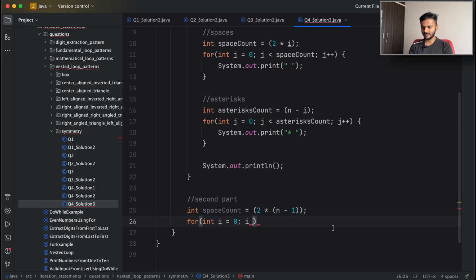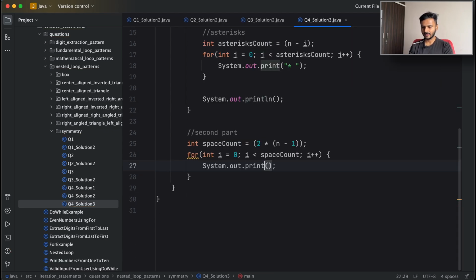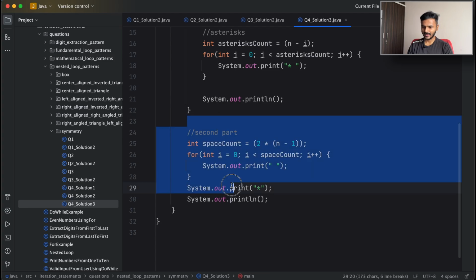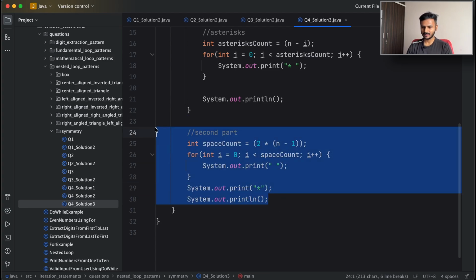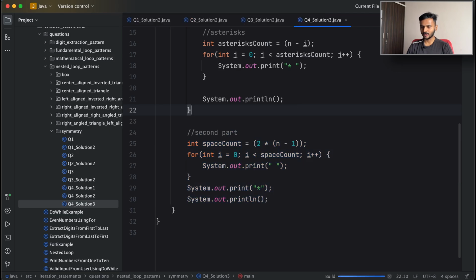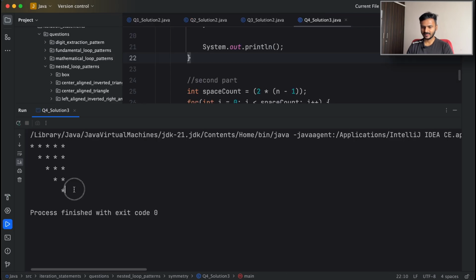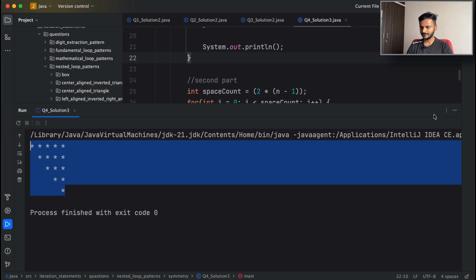So we'll say int i = 0, i is less than spaceCount, i++, right? And we'll leave some spaces over here, and then we'll print one asterisk, and then we'll need to move the cursor to the next line. So with this done, and this can be written better, but let's just keep this and let's run the code to check the output. And this is the output, which looks perfectly fine, right?